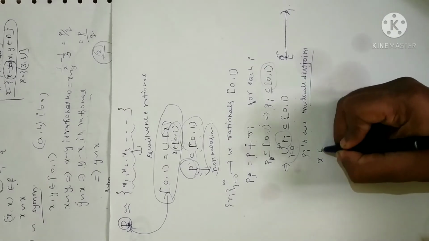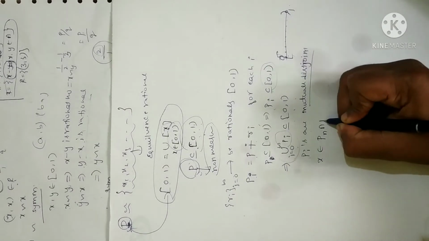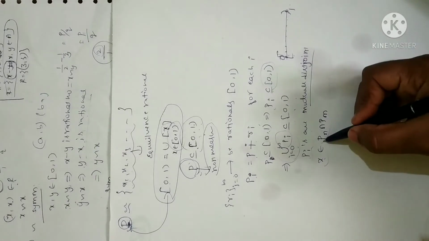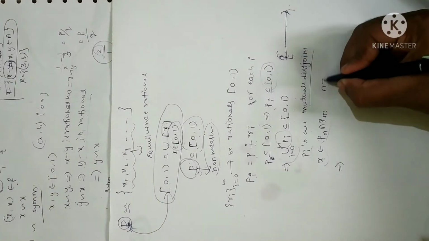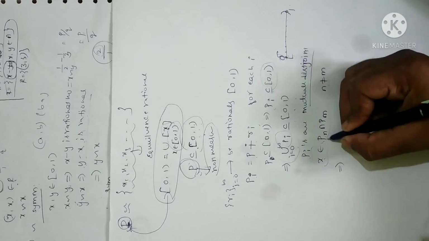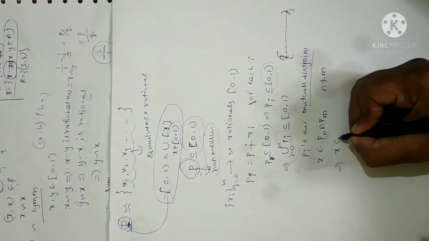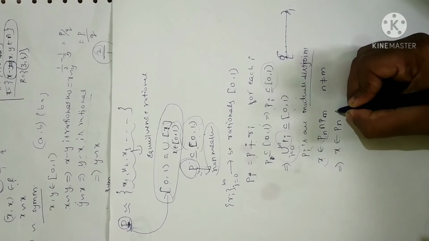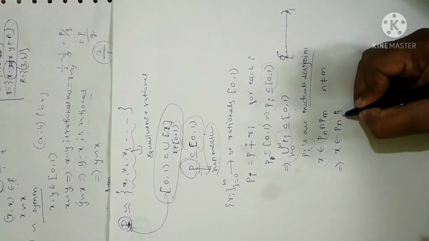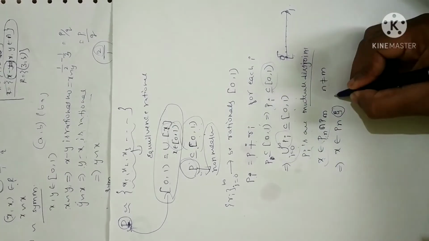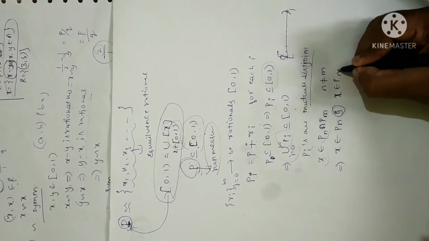Let me take an element x belongs to some P_n intersection P_m. So I have chosen an element which belongs to this set. Meaning, n is not equal to m. In this case, both the values are not equal. In the sense, x belongs to different sets. Meaning, x belongs to P_n. Intersection, I have written, so I have to write common. Why? Because x belongs to the intersection. Intersection means x belongs to P_m also.